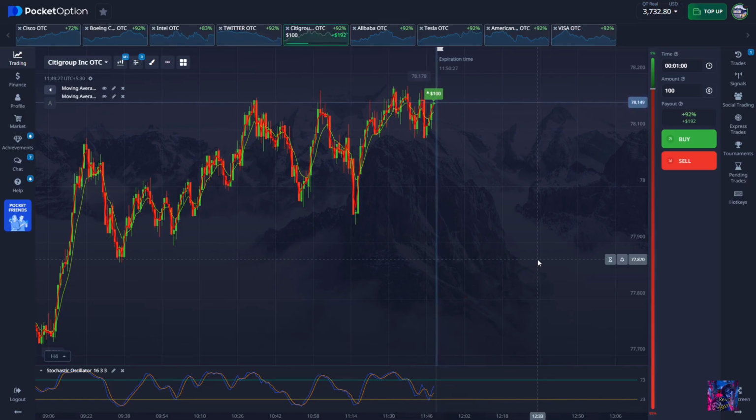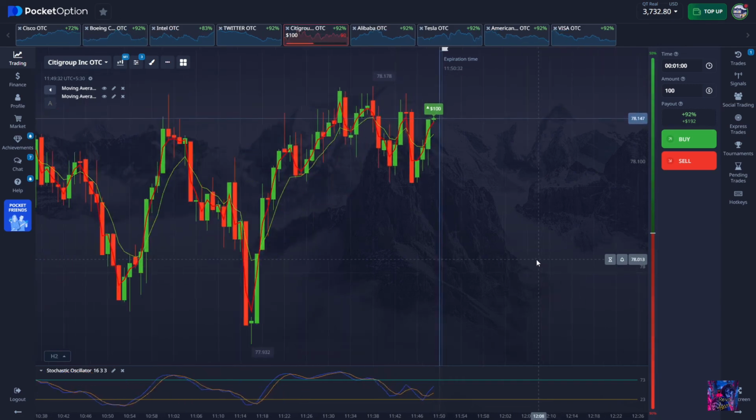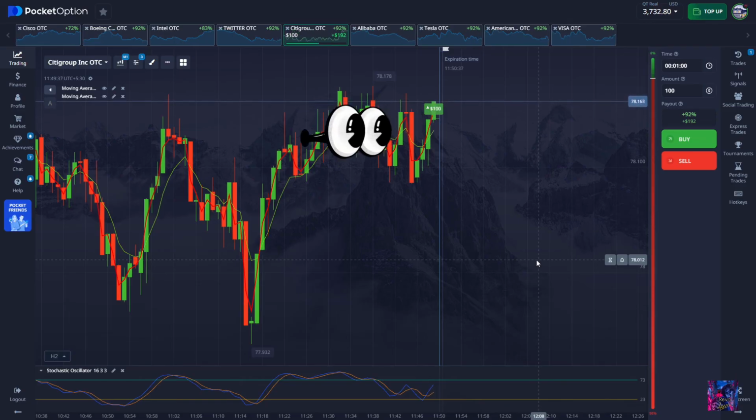This trade is also a bit close. The market is just staying in the same position, but don't worry, it will go in up direction only. As you can see here, the market is moving upwards and this is going to be a win again. We have taken a trade for $100 and our trade time is 1 minute. So let's see what happens here.